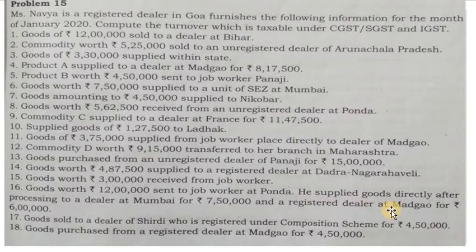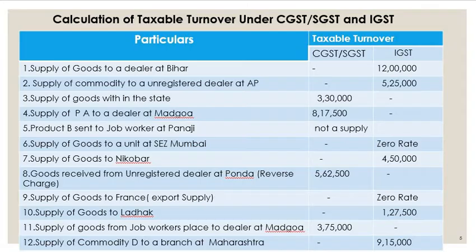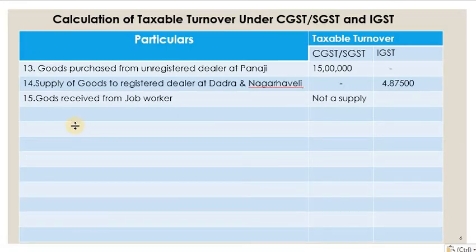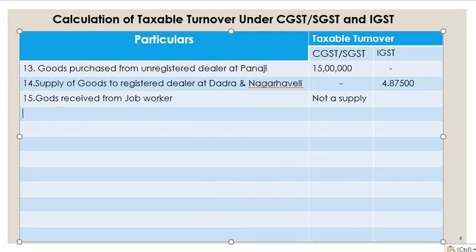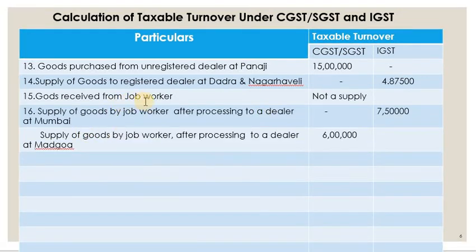Then to a registered dealer at Madgaon. So again supplied to a dealer at Madgaon within the state. Within the state means CGST and SGST. On these two transactions, tax will be levied because it is a complete supply. Okay, let's write both the transactions here. So I have written both the transactions.